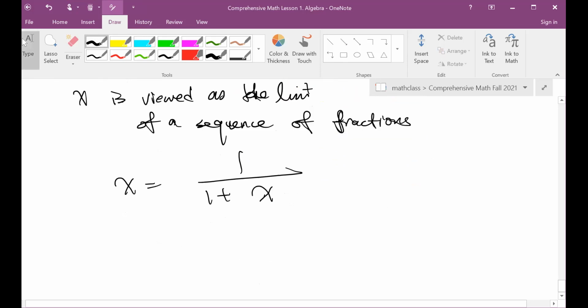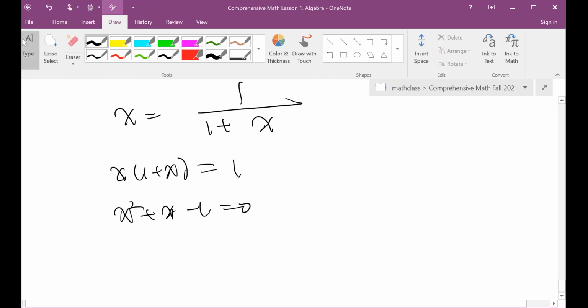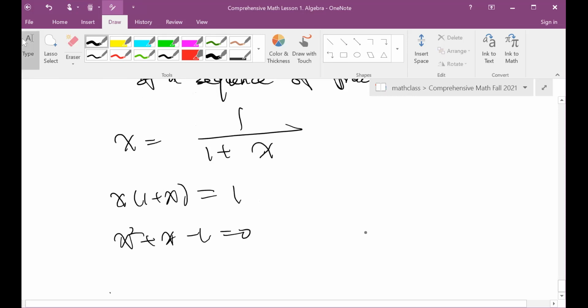Then you just solve it. You multiply this out, and what do you get? You get a similar quadratic equation, similar to the equation for the golden number. So you get x squared plus x minus 1 equals 0. It's very similar, right? Then you solve, but you know that your x is less than 1, greater than 0. Okay, this is very important to know that.